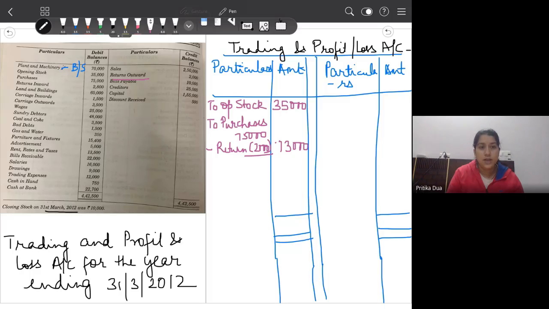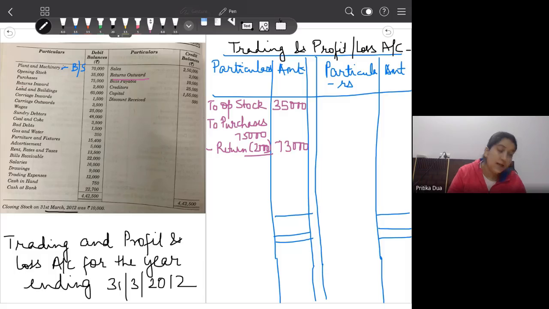Okay, so always check that with respect to purchases and sales on the opposite side of the trial balance, whether you have some return outward or return inward. Okay, next is you can see return inward. Now, return inwards are your sales return, and we will adjust it in the amount of sales when we move to the credit side of the trading account.